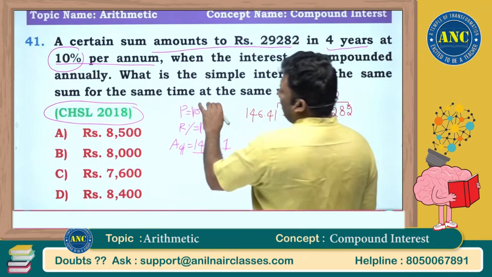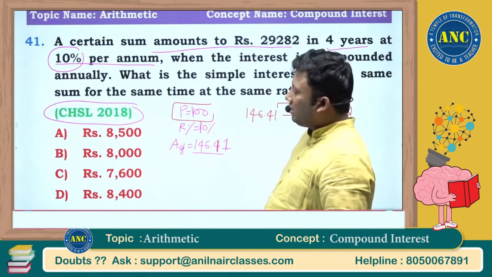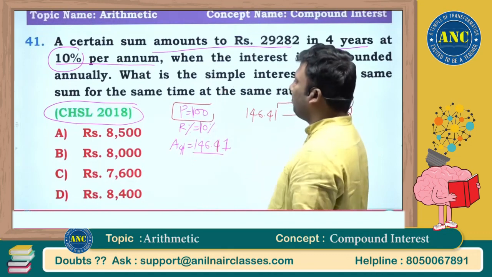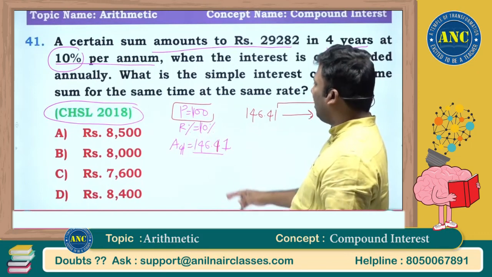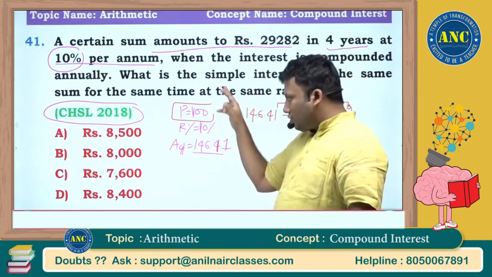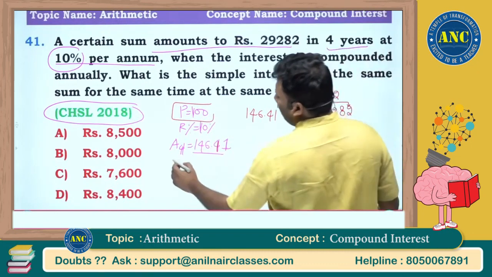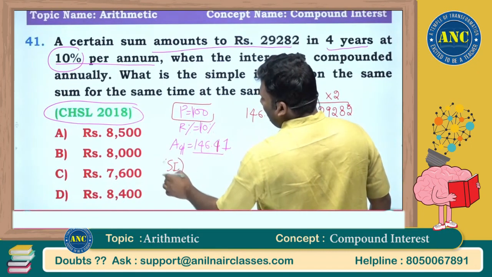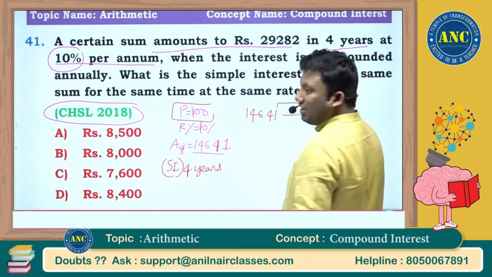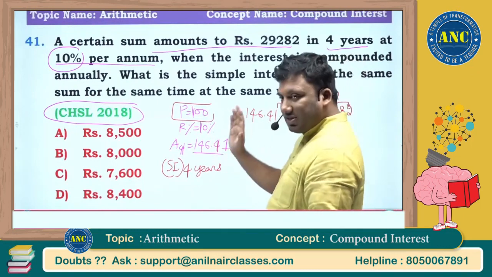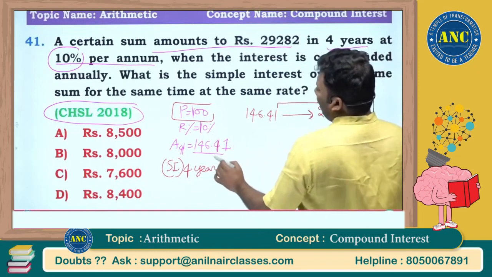Same sum means here I took 100. Now in simple interest also I need to take the same sum for the same time period. Initially I took it for 4 years, now also I should take 4 years. Same principal, same rate, same time period. So what will be the simple interest? For 4 years, in simple interest the rate of interest is the same every year. First year 10, second year 10, third year 10, fourth year 10. So this will be 40.